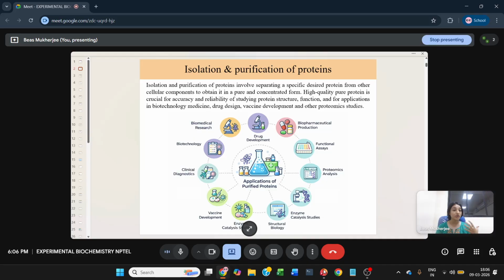So high quality pure protein is crucial for accuracy and reliability of studying protein structure, function, and for applications in biotechnology, medicine, drug design, vaccine development, and other proteomic studies. Okay, we can see that there are a lot of different fields in which pure proteins are necessary. For example, enzyme catalysis studies, and then structural biology studies, vaccine development, drug development, biopharmaceutical production, functional assays, proteomics, right, biomedical research and biotechnology, clinical diagnostics, etc.